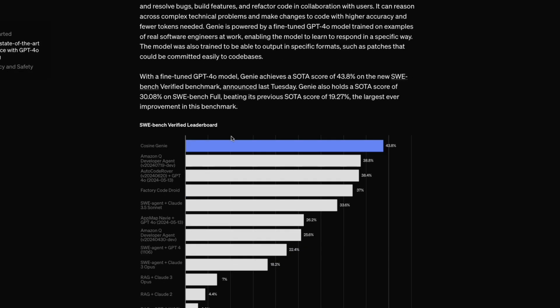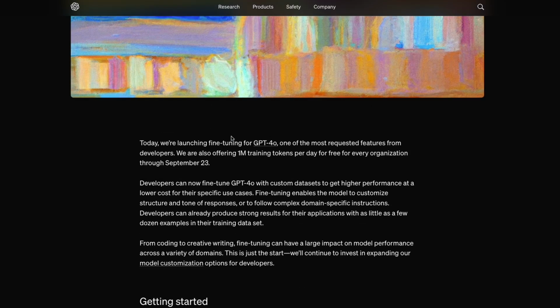And they've also got a very compelling case study for you to believe that fine-tuning is important, which we will see shortly. OpenAI is also offering 1 million training tokens per day. Every day, they're going to let you train up to 1 million tokens for free.